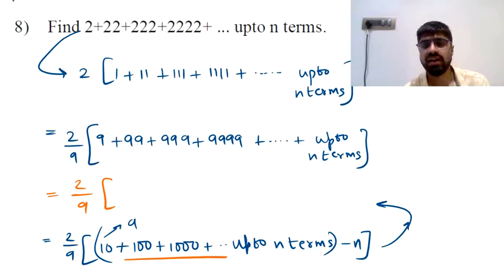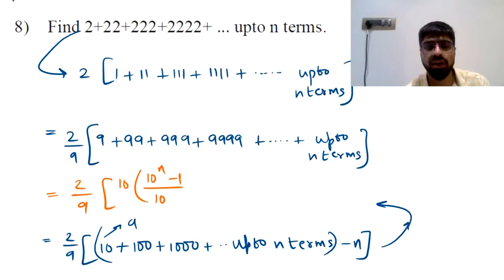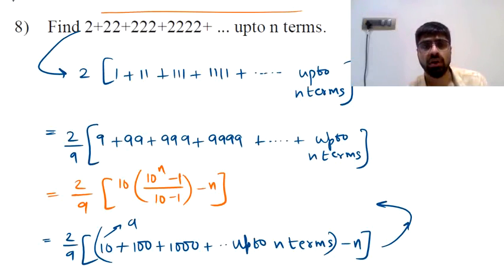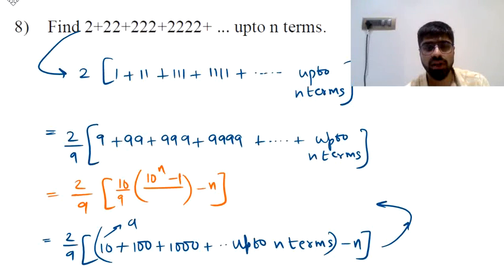The first sequence, like I said, is a GP, and the sum of n terms of a GP is given by A into R power n minus 1 upon R minus 1, and minus, we had an n term here. So that's the final answer for this particular sequence. So 10 minus 1 will be equal to 9. You can write it as 10 by 9 right here.